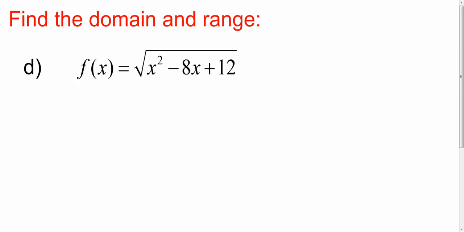All right, and then our last one here. We know that when we do this, we have to have numbers again that are greater than or equal to 0. So I know that x squared minus 8x plus 12 better be greater than or equal to 0 because I can't put a negative underneath the radical.